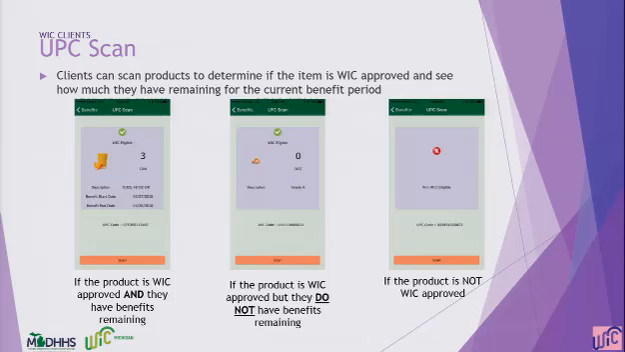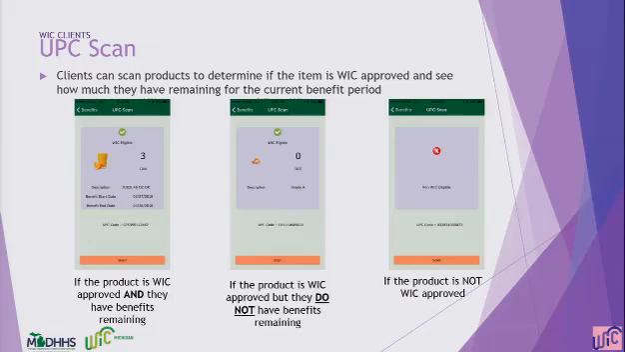First, there is the display when the product is WIC approved and the client has benefits remaining for the current benefit period. Notice that this will display the quantity remaining next to the image, the product description, and the benefit start and end date when they can redeem this benefit. This information is updated in real time based on the products they have purchased with their WIC benefits.